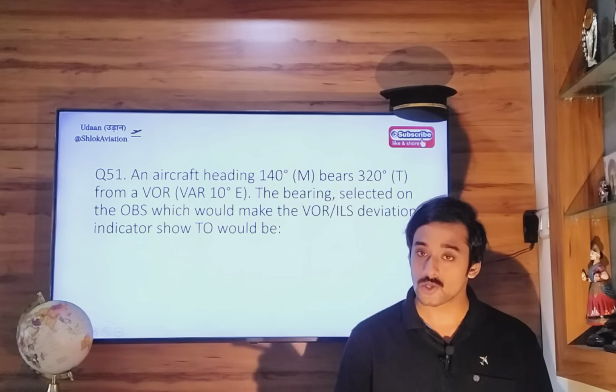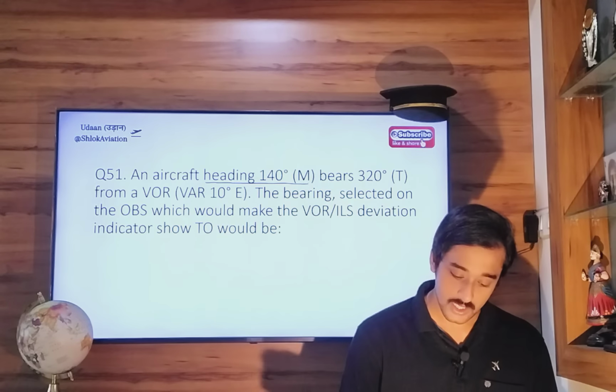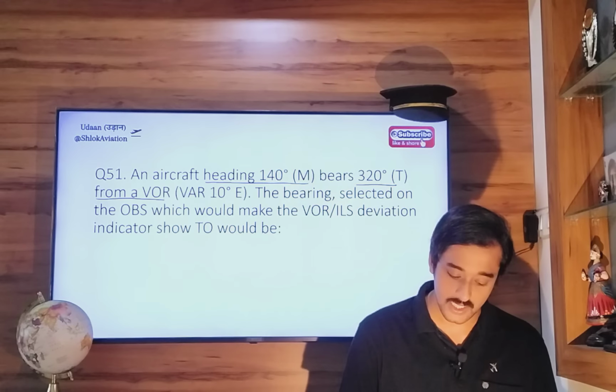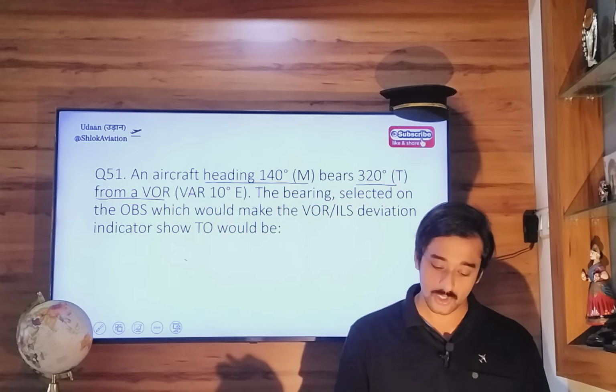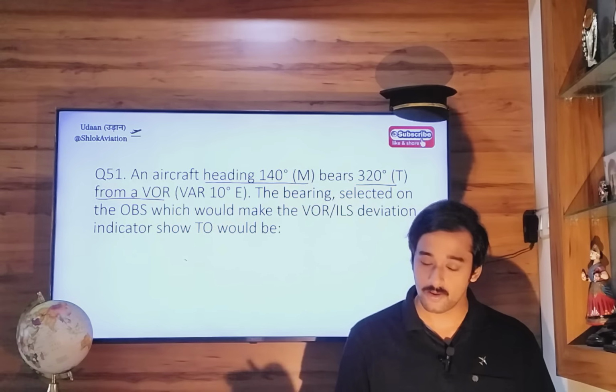Aircraft is heading 140 magnetic, very important. 320 degree true from a VOR station where variation is 10 degree east. The bearing selected on OBS which would make VOR ILS deviation indicator show 2 would be what?